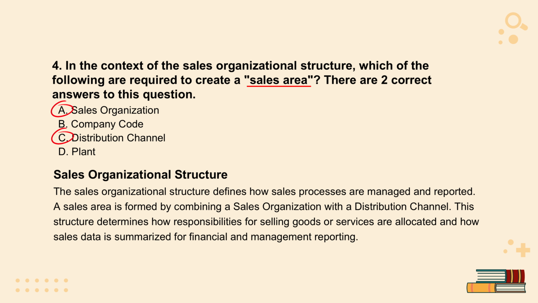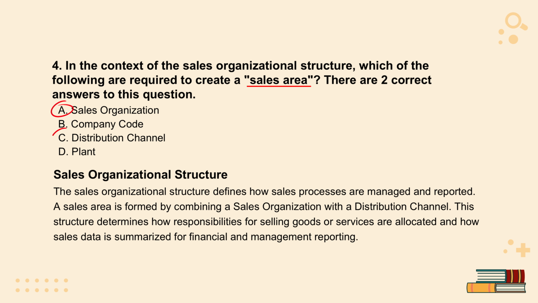Sure. Imagine your company has a U.S. sales division. That's the sales organization. And maybe they sell through retail stores and also online. Retail and online would be distribution channels. Okay. So U.S. sales selling via retail is one specific sales area. U.S. sales selling online is another. It defines that specific route to market.